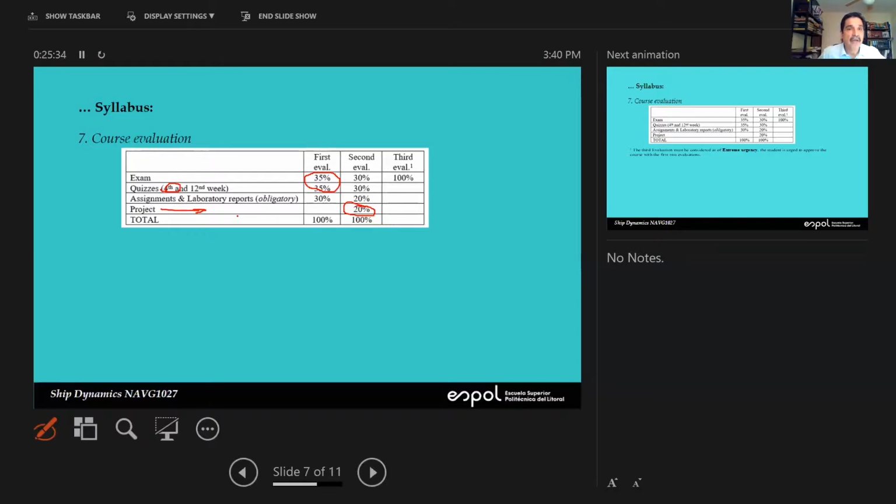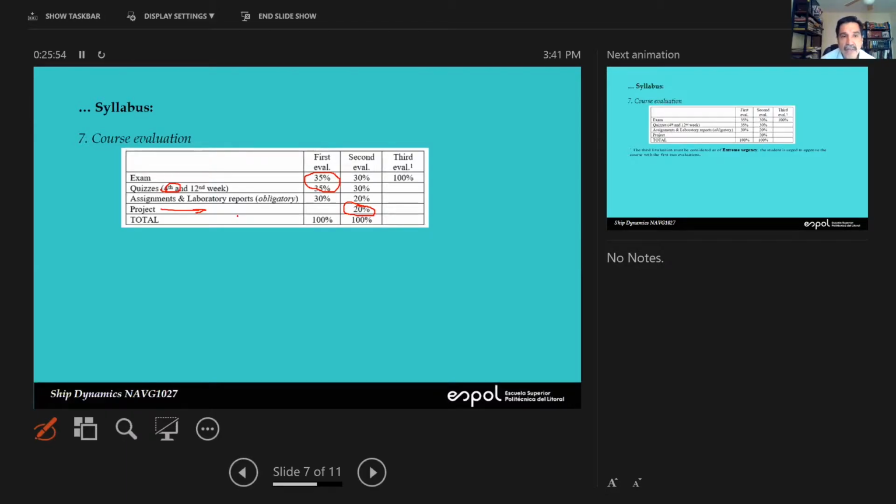For the second part, the big difference is this, and that corresponds to a project. Okay, so each group will have to prepare a project, and when the time comes, probably after the first exam, that means in 8 weeks, I will ask you to let me know what ship you are going to analyze for the project.